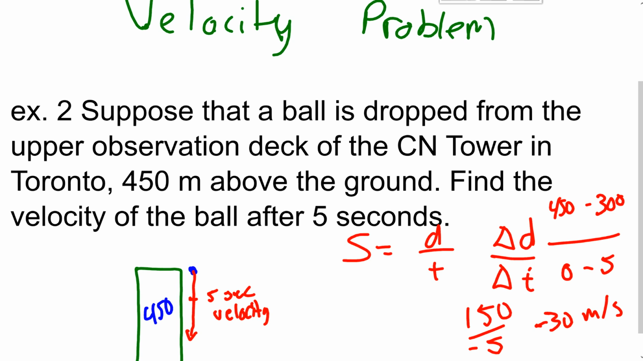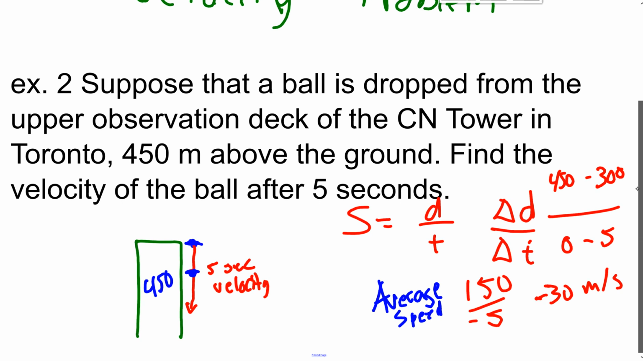Well, is that really the actual speed at this point right here? Or is that just the average speed from this distance to this distance? That is just the average speed. Well, how do I find the instantaneous speed, the speed exactly at 5 seconds?